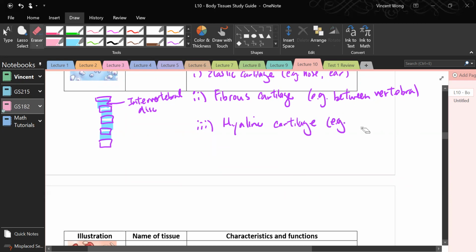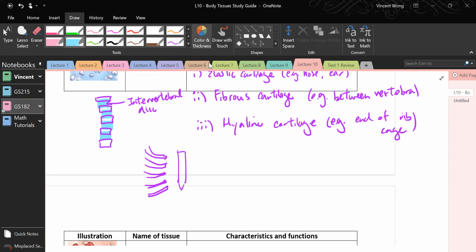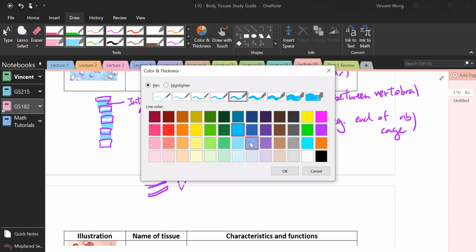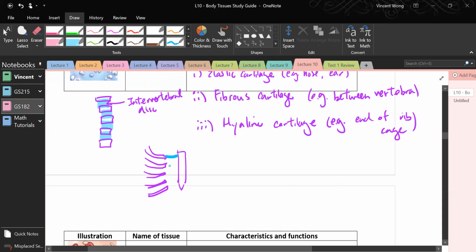Which is, you know, at the end of the rib cage. So there's a sternum, that's your breastbone. Okay, and then these are your ribs. You have 12 pairs of ribs, and the ribs connect to your sternum through this cartilage. Same thing on the other side.